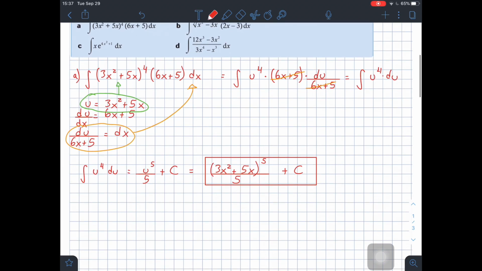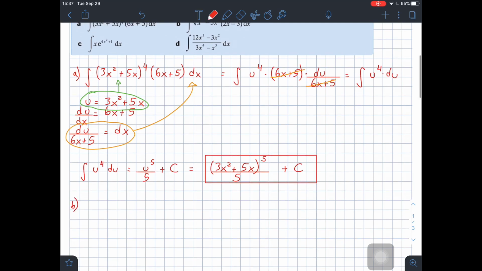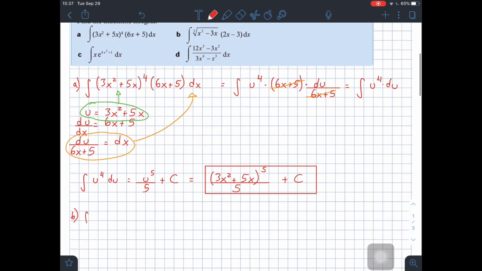Okay, so let's move on then to exercise B. Part B says the following. We want to find the integral of the cubic root of x squared minus 3x. So this is the cubic root, and this is being multiplied by 2x minus 3 dx.